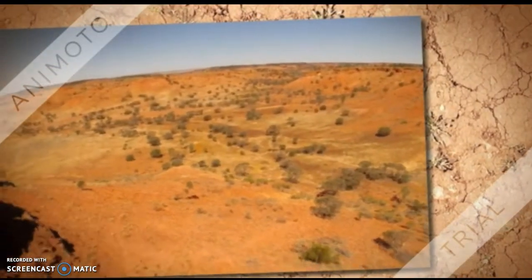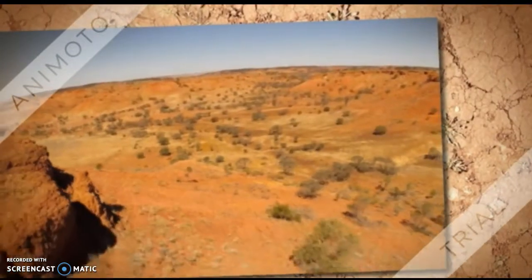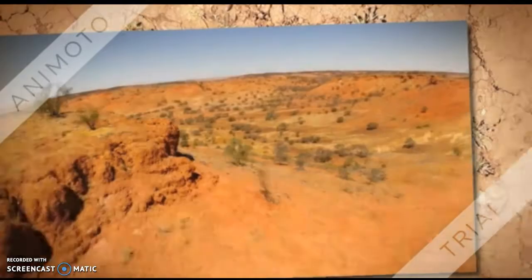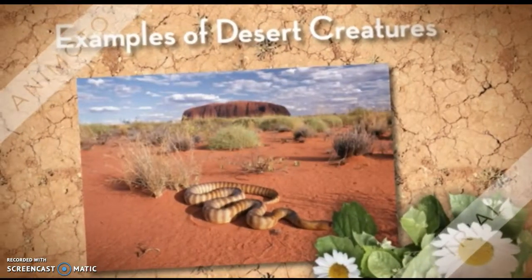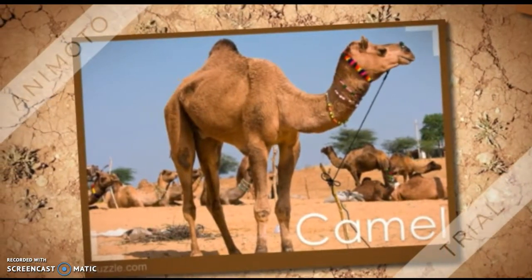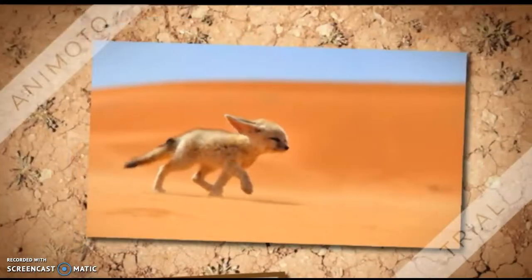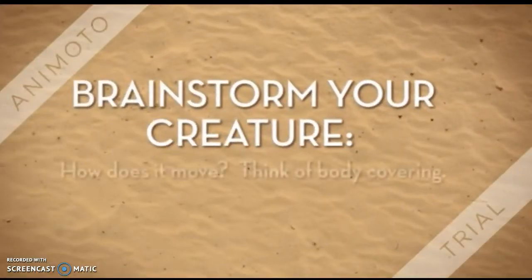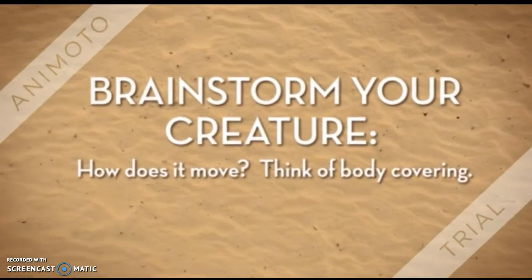Well, we talked about the desert, how it can be so hot, dry, and humid, not a lot of trees, not a lot of vegetation. We talked about animals that live in the desert, like the desert king snake. We talked about camels, and we also talked about the fennec fox. Yeah, there are actually foxes in the desert. So when you think about the creature you're going to create, brainstorm. How does it move? Think about its body covering.